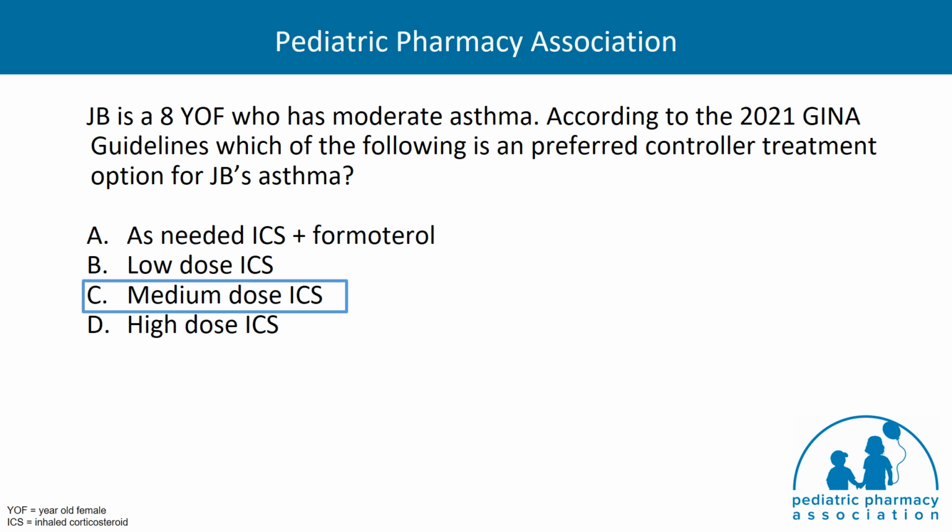The correct answer choice is medium-dose inhaled corticosteroid. So for moderate asthma, patients will be treated in step 3 or 4, and for the preferred controller treatment option, a medium-dose inhaled corticosteroid is recommended by the 2021 GINA guidelines.